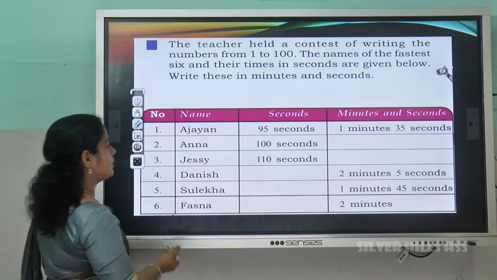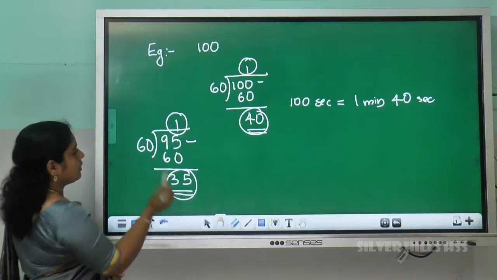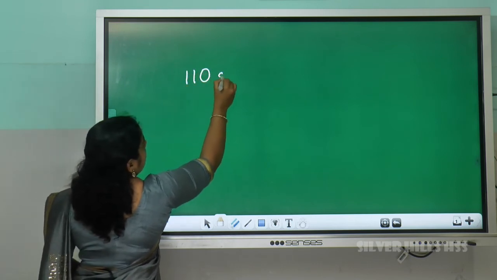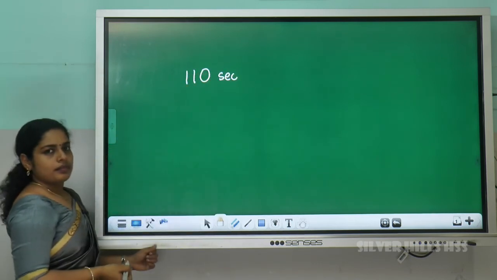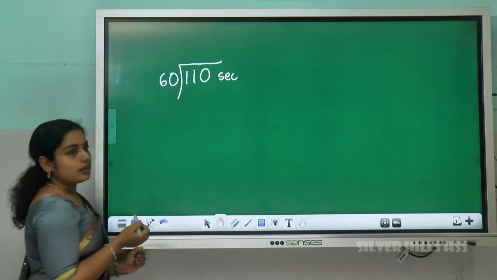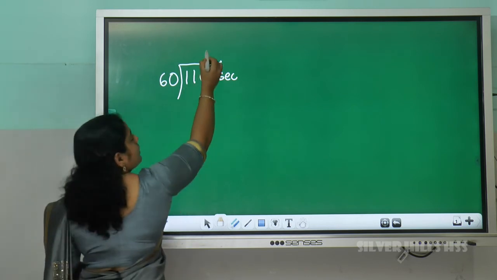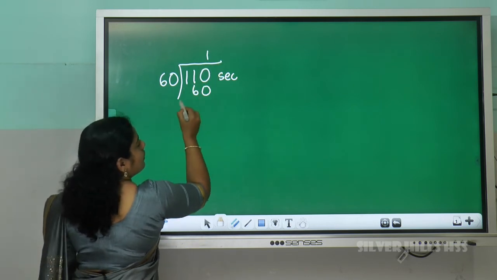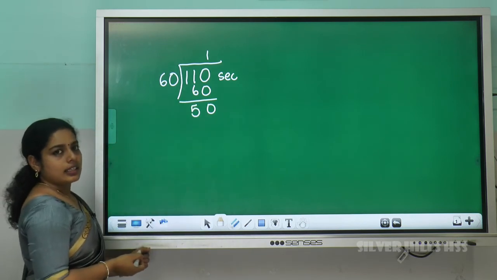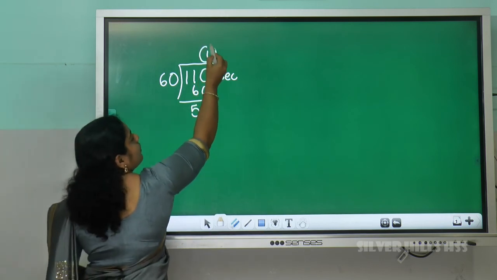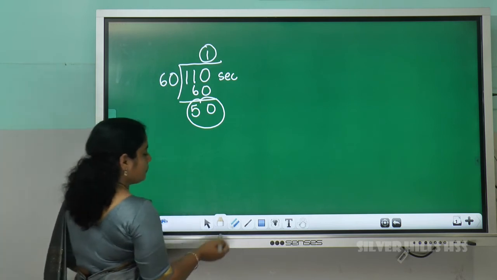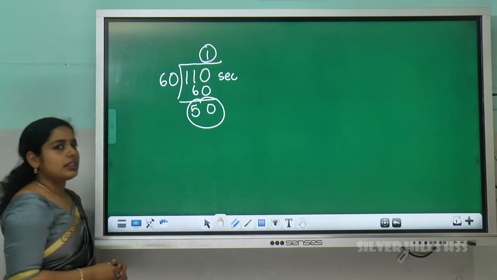Now 100 seconds we told earlier, it is 1 minute and 40 seconds. Now 110 seconds will be what? Just divide this number by 60. Again you will have 1 60 in 110. That is 1 60 is 60. After subtracting, you will get what? 50. So, 110 seconds can also be written as what? 1 minute and 50 seconds. Okay. So, this is about converting seconds to minutes.